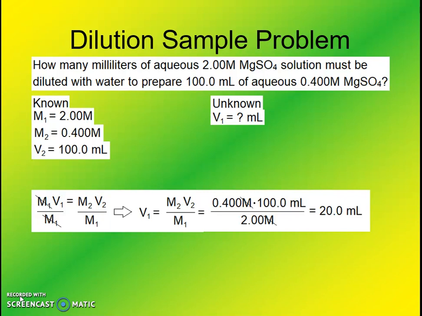A good check when you do these problems is your initial conditions, M1 and V1: you're going to start with a greater molarity and a lower volume. Then your final conditions, M2 and V2, you're going to have a lesser concentration with a greater volume. Since V1 is less than the 100 milliliters we ended with, that 20 milliliters is a good possible answer.